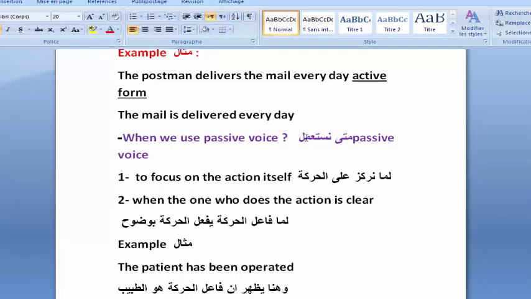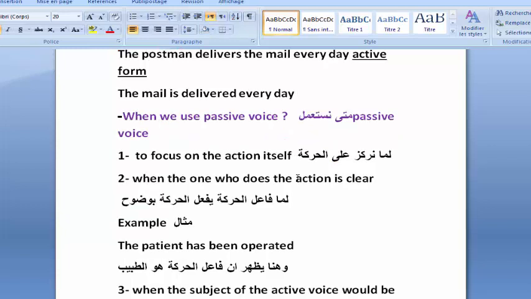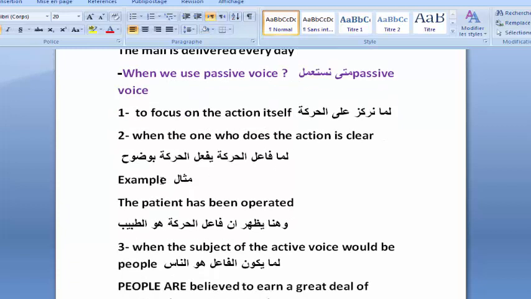وكنشوفوا متى نستعمل passive voice. وقتاش نستعملوا passive voice? The first one to focus on the action itself يعني نركزوا على الحركة. Second one يعني ثانيا when the one who does the action is clear. يعني ما كان حتى إشكال، فاعل الحركة يبان واضح. Example مثال: the patient has been operated يعني هذا الشخص دار عملية. هنا فاعل الحركة باين، the doctor باين.